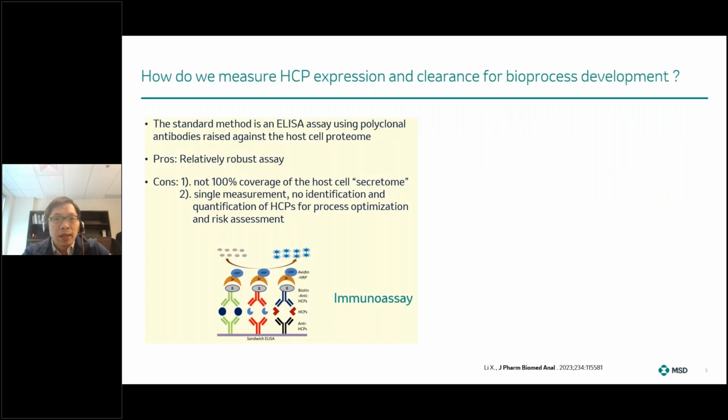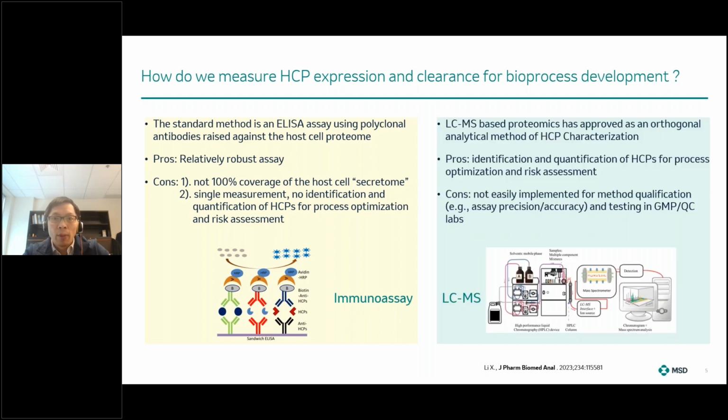So how do we measure HCP expression and clearance for biopharmaceutical development? The standard approach is ELISA, a relatively robust assay, although it cannot have 100% coverage of the host cell proteins, it can only provide a single measurement, and there is no identification and quantification of individual HCPs for process optimization and risk assessment. In contrast, LC-MS based proteomics has been approved as an orthogonal analytical method for HCP characterization. It really provides identification and quantification of HCPs for process optimization and risk assessment.